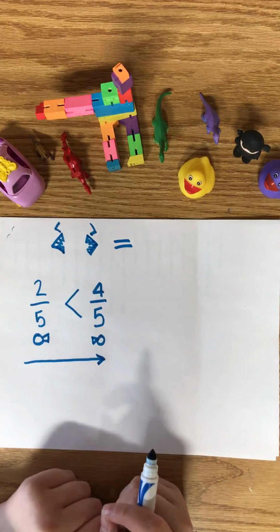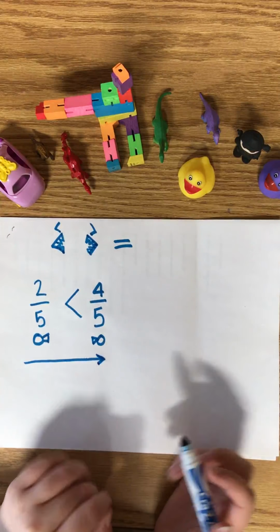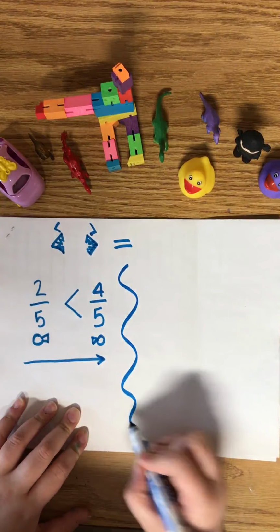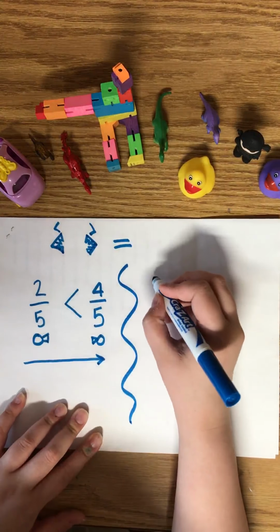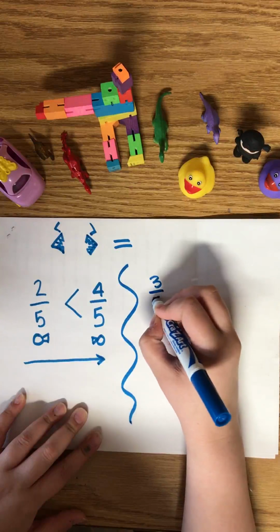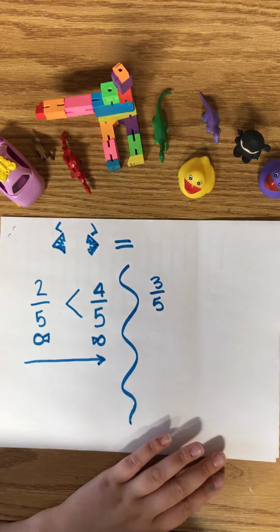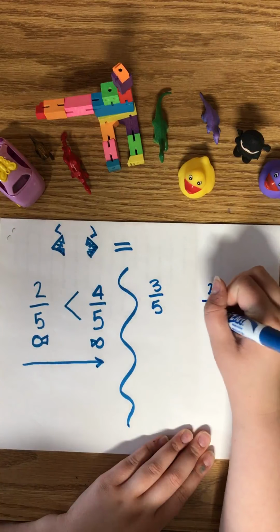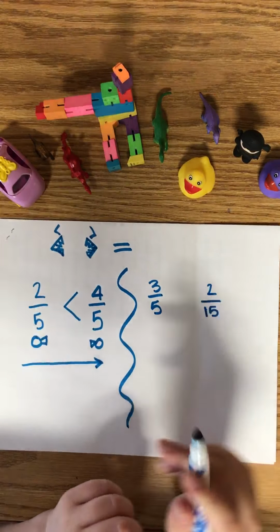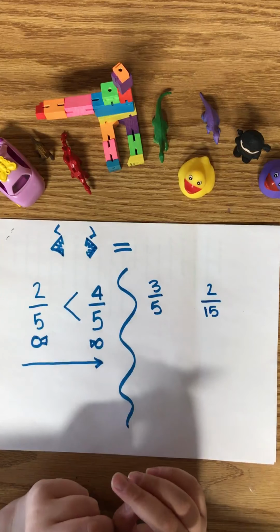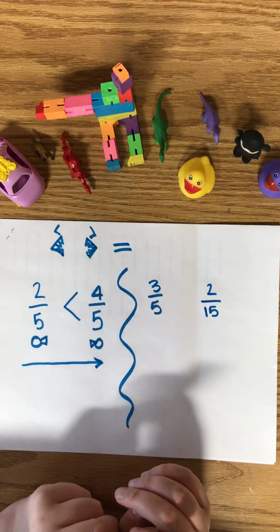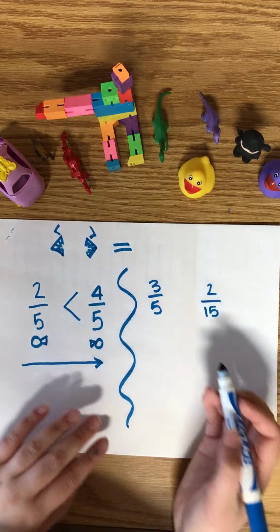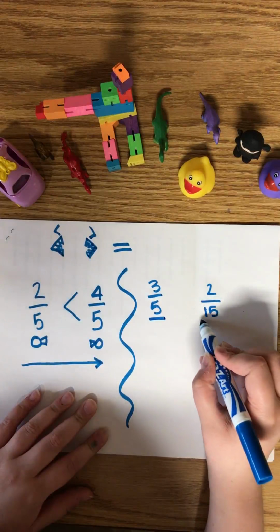Now we're going to get a little bit trickier. What if I tell you that we're going to put a little line right here to separate our problems. What if I tell you I have 3/5, but then I also have 2/15? Are these comparable right away? You're right, they're not. To compare our fractions, we have to find a common denominator.